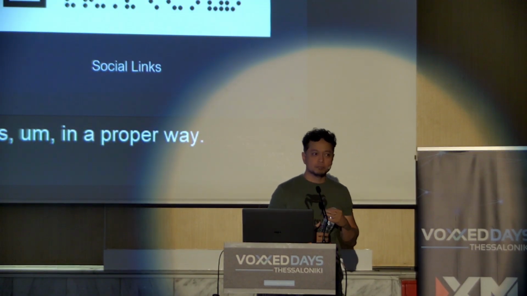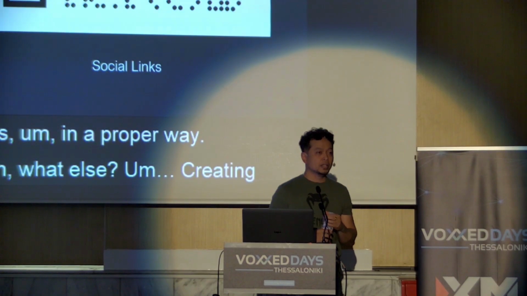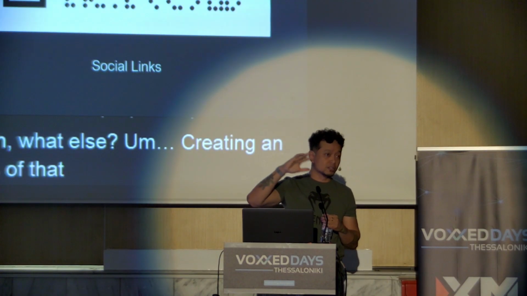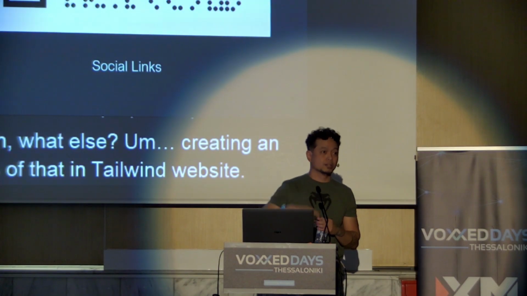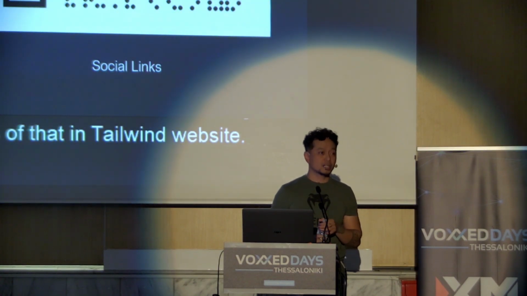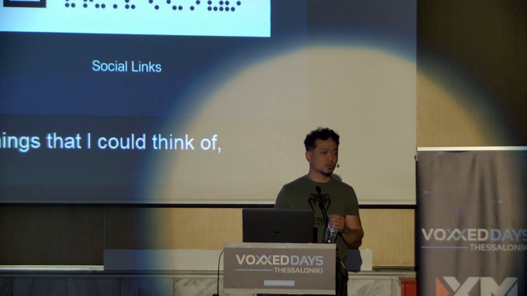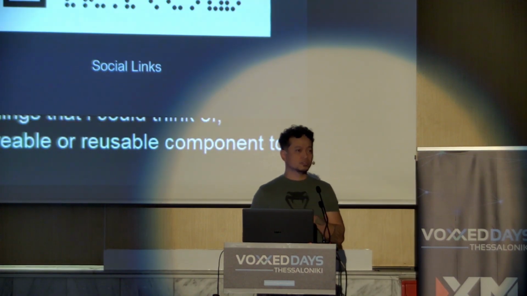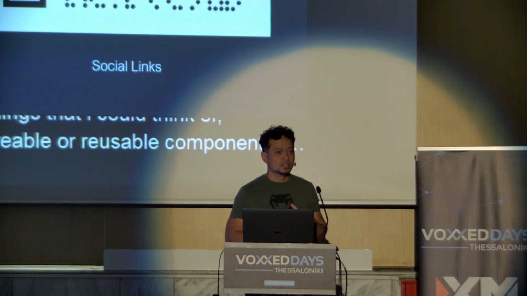What else? Creating an abstraction, right? You can see some examples of that on the Tailwind website, of how you would write it. And those are the three things that I could think of: abstraction, and then you just create a shareable or reusable component to make it easier for developers to read. Good.